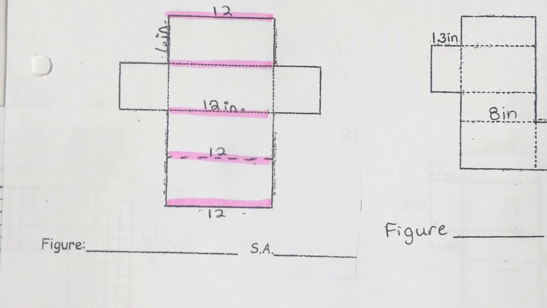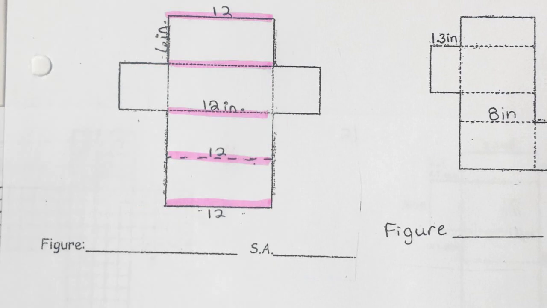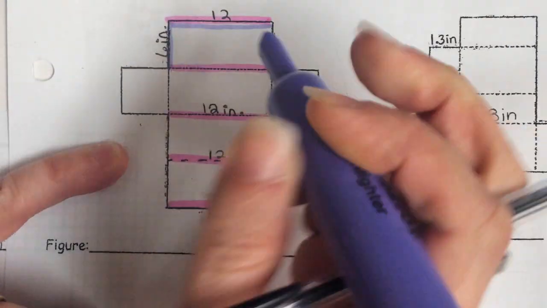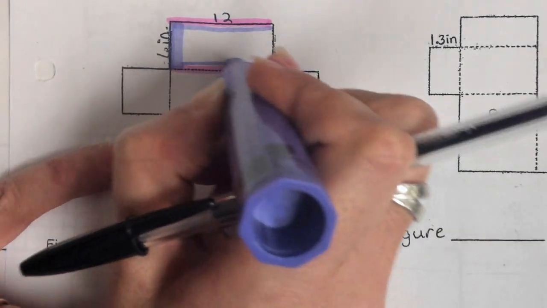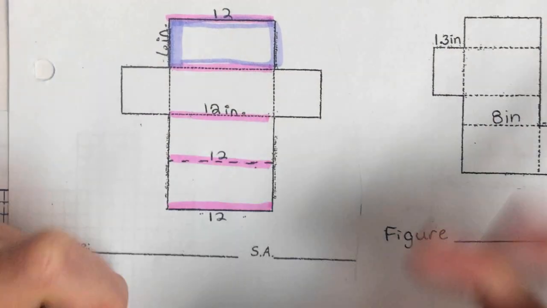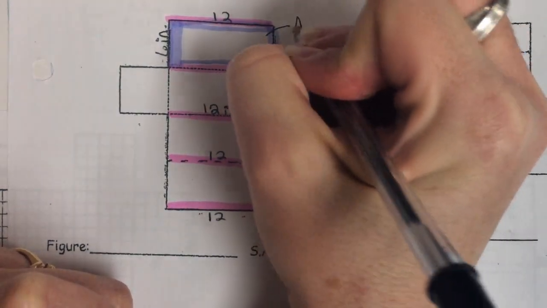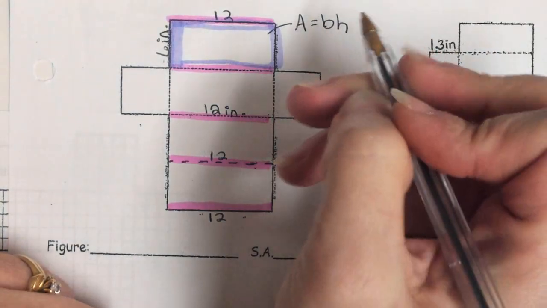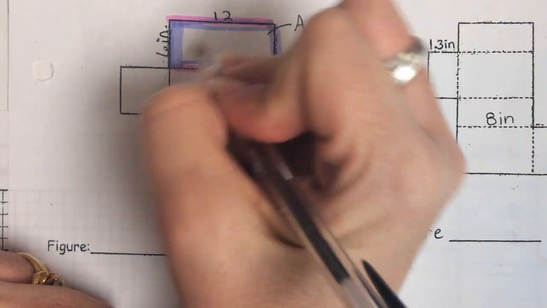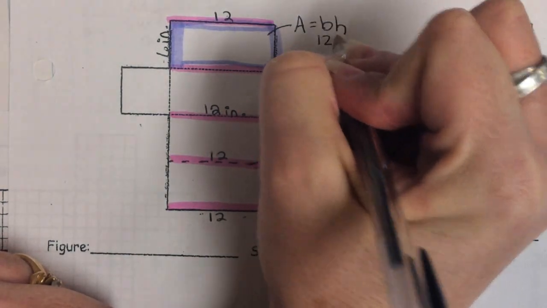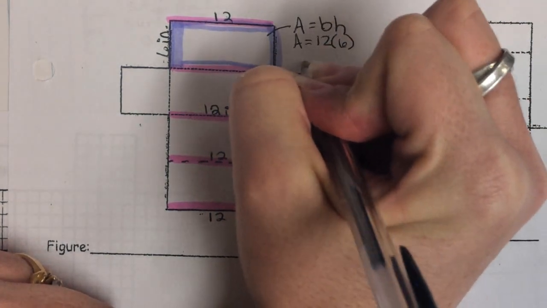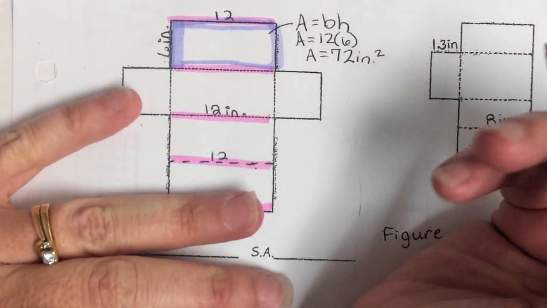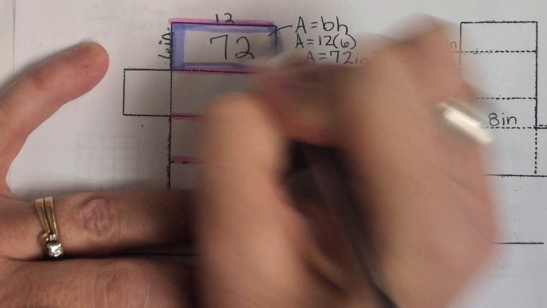Now, looking at each rectangle, I'm going to start with just the top rectangle. I see that this one is a 12 by 6, so right there. If I go over here, I'm going to do the formula. You have to write the formula for a rectangle, which is base times height. We're finding the base and the height, and I'd say base is 12, height is 6, leaving you with 72 inches squared. Now that means this shape is 72.